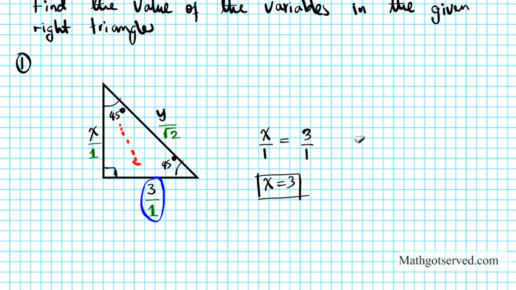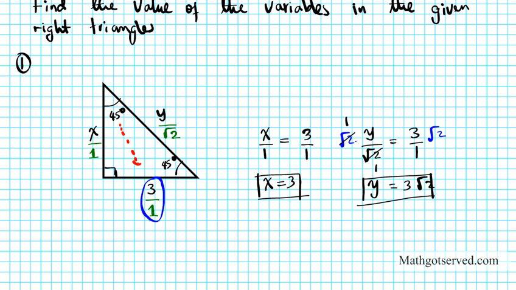For the next one, we're going to set this side equal to 3 over 1. So we have y over root 2 equals 3 over 1. To isolate y, we multiply both sides by root 2, and the root 2s on the left divide out to 1. We'll have y equals 3 root 2. And there goes the measure of the second side. So this side is 3 root 2 and this side is 3.